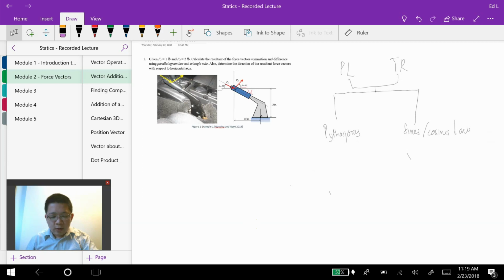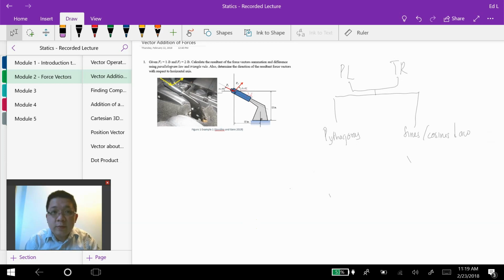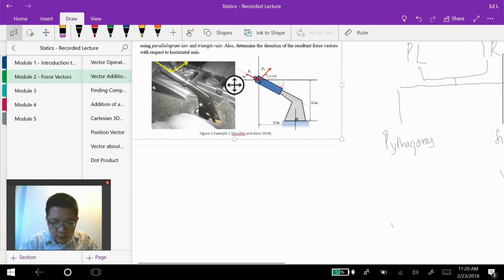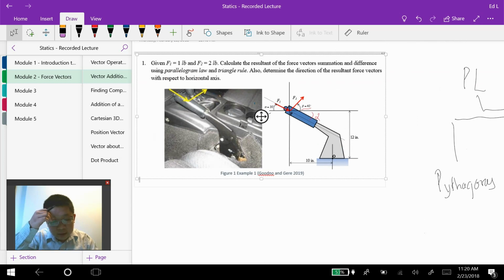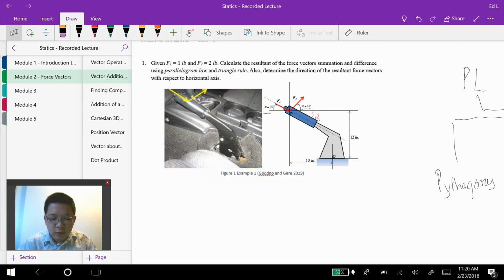Okay, so let's read the problem together. In here is a problem related to a handbrake. On the handbrake we apply force F1, 1 pound, and force F2, 2 pound, and in here we have to calculate the resultant force factor summation and difference using the parallelogram law and triangle rule. Also determine the directions of the resultant force factors with respect to the horizontal axis.